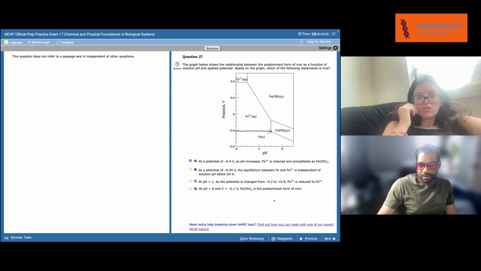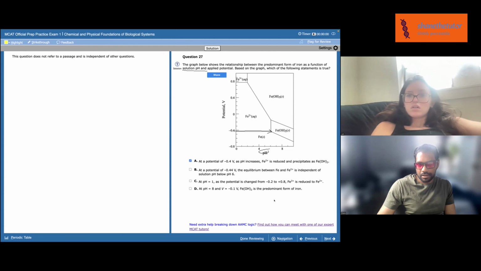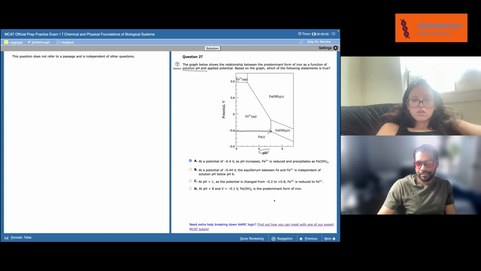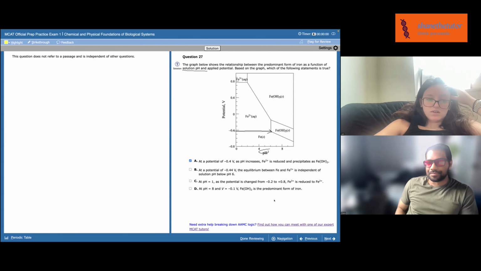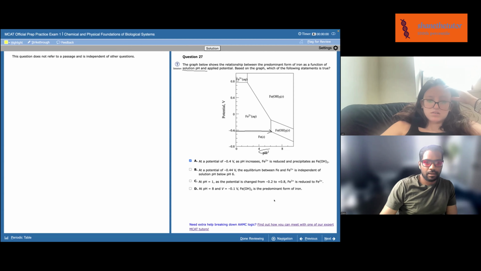I don't know. It literally says what it's telling us. But that's pH. I don't understand what that has to do with solution. It says solution pH. So that's just the pH value of the solution. Yeah, that makes sense. I thought it would be a more complicated answer.